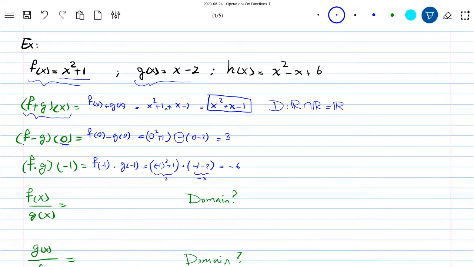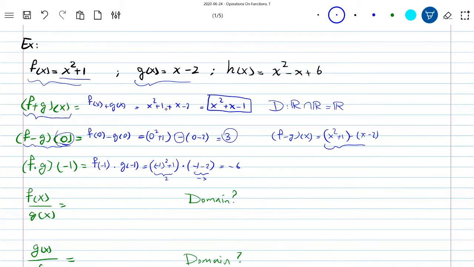But you cannot discuss (f - g)(0) and ask what the domain of that is, because this is already a constant. It's not a function anymore. It's just a y value. If they ask you what is the domain of (f - g)(x), it means you already have a function. What you get is x squared plus 1 minus x minus 2.